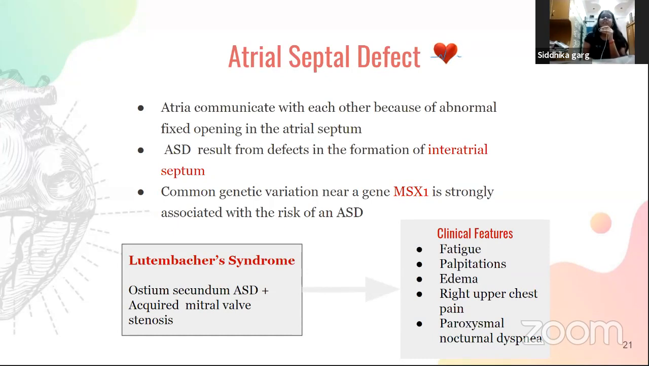Now, there's a term known as Lutembacher syndrome. It comprises two defects. First is ostium secundum ASD. Second is acquired mitral valve stenosis. With acquired mitral valve stenosis, blood will not flow fully to the ventricle and to the whole body. Also, there is ostium secundum ASD, so the blood will be flowing from the left atrium to the right atrium. So this creates increased pressure in the right side of the heart. So the clinical features associated with this syndrome are fatigue, palpitations, edema, right upper chest pain, and paroxysmal nocturnal dyspnea.